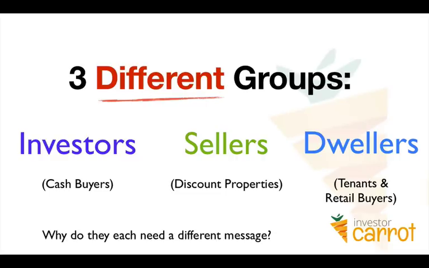But then the third group is dwellers. These are tenants and retail buyers, people who are going to pay top value for the home they want, the home of their dreams. And that big question remains, why do they all need a different message? Can't I just have all those people met on one site?